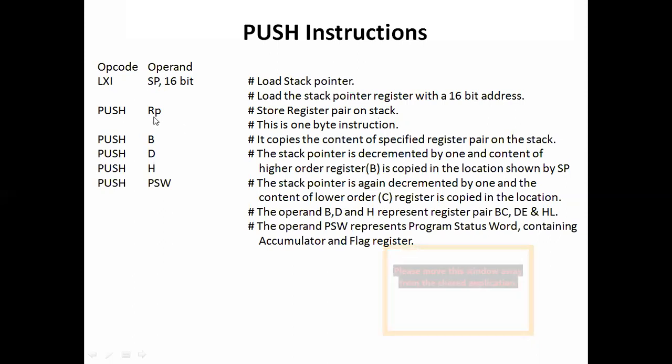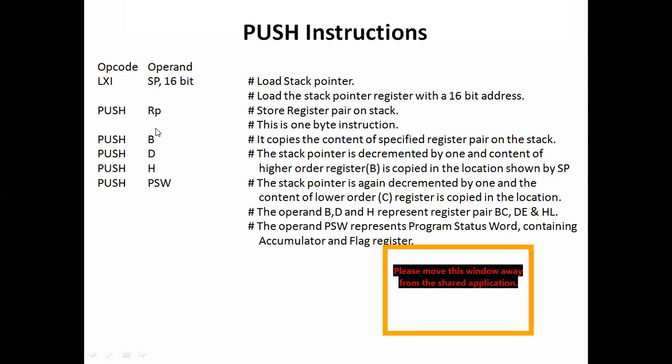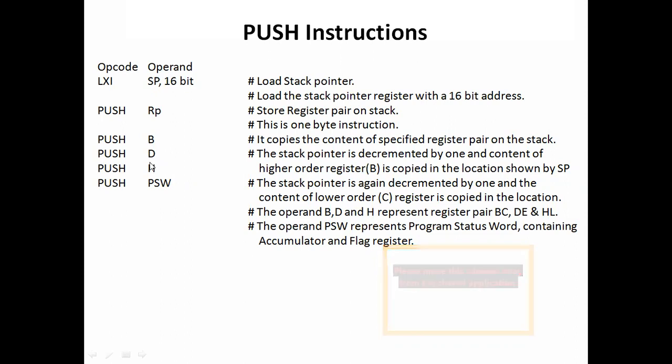Now the register pair will be containing 16-bit data. If I am using the HL pair, H will have an 8-bit number, L will have an 8-bit number, and the HL pair will have a 16-bit number. So it is going to store the register pair content into the stack. The register pair can be in the form of B register, or D register, or H. B stands for BC pair, D stands for DE pair, and H stands for HL pair. So whenever we write push B, it is the BC pair.